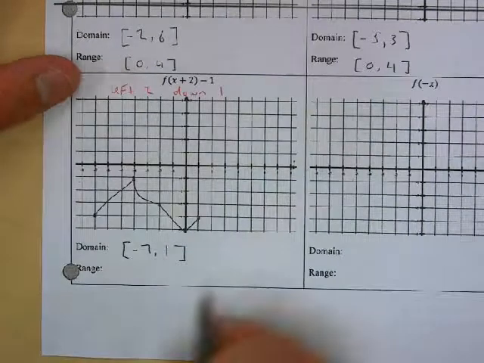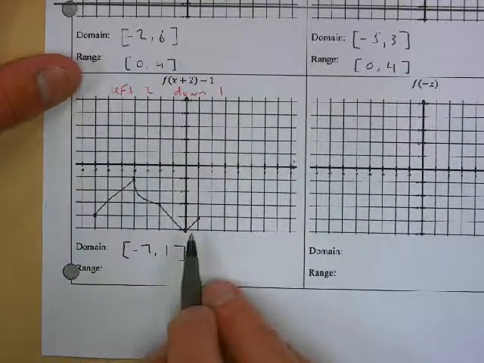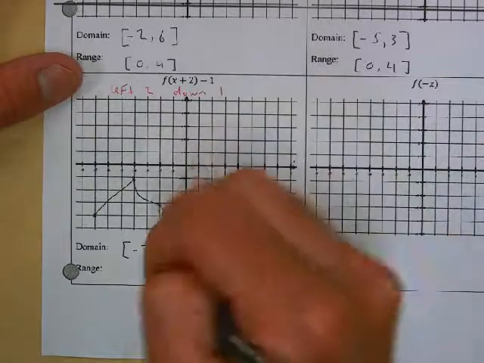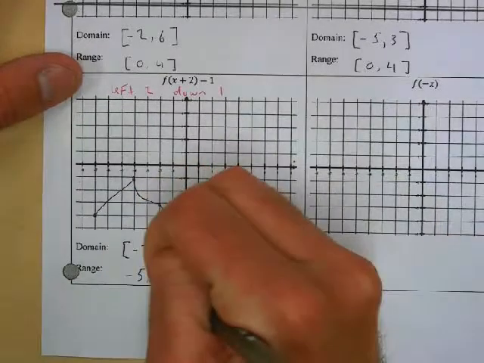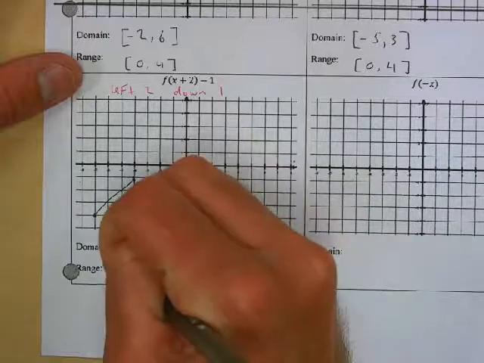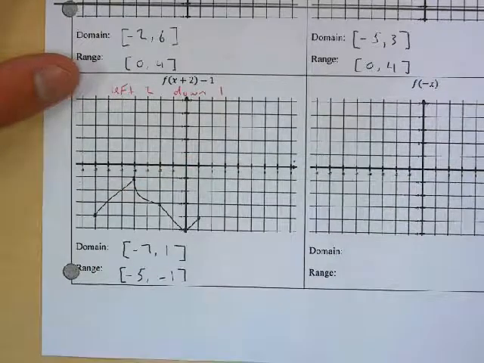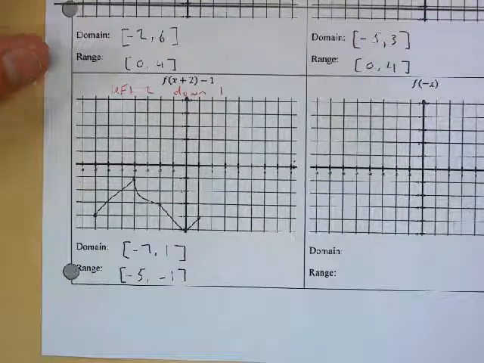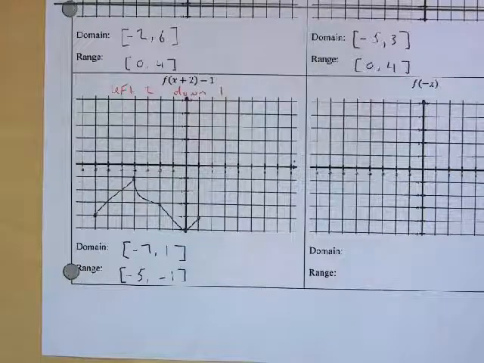And then my range goes from my lowest value, negative 5, up to negative 1. Again, it's always smallest to biggest. And then that is just subtracting 1 from my original range values. Okay. All right, last one.